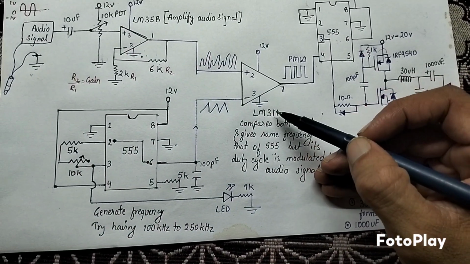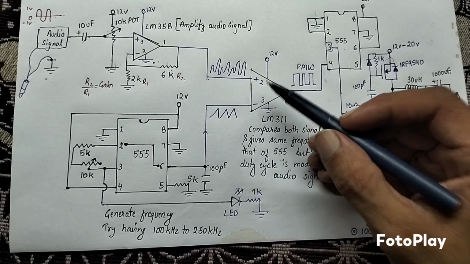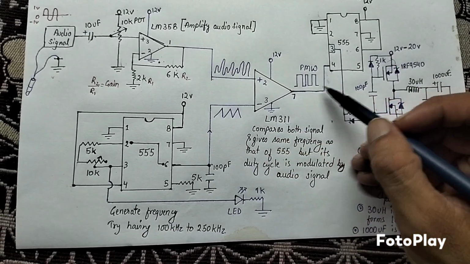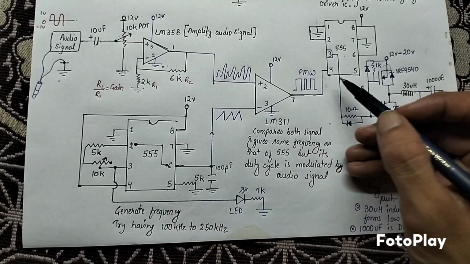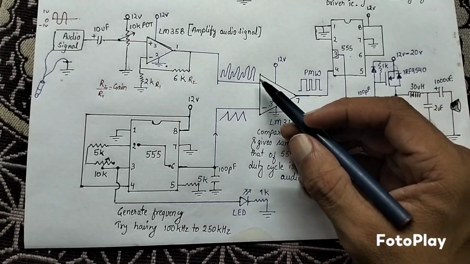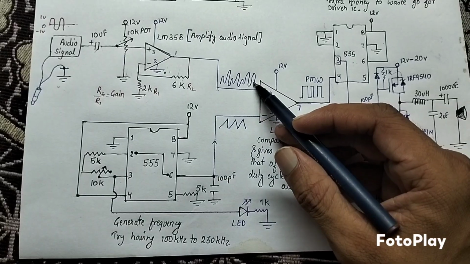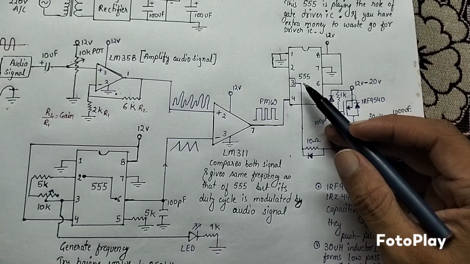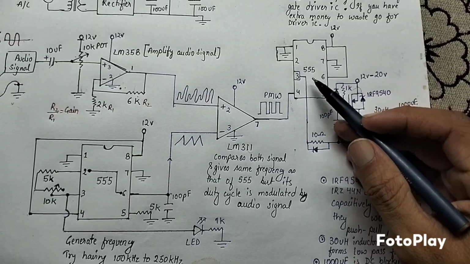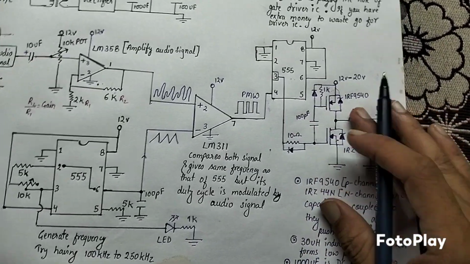Then here we have the LM311, which is basically a comparator to compare these two signals and get the output. It outputs the fixed frequency generated by the 555 timer, but its duty cycle varies as per the amplitude of this audio signal. Then here we have another 555 timer. What it is doing is playing the role of a gate driver IC.